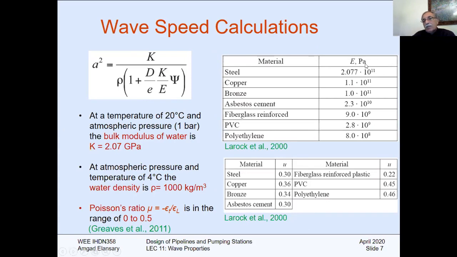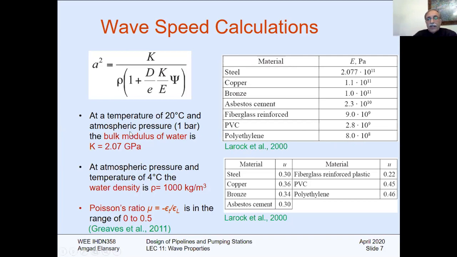All this is measured in Pascal, 2.07 times 10 to the power 11 Pascal. If we use gigapascal, the number will be read as 207, multiplied by 10 to the power 9. Notice that the smallest number here is 0.8 gigapascal for polyethylene. You can find this table in LaRocque's book from 2000.